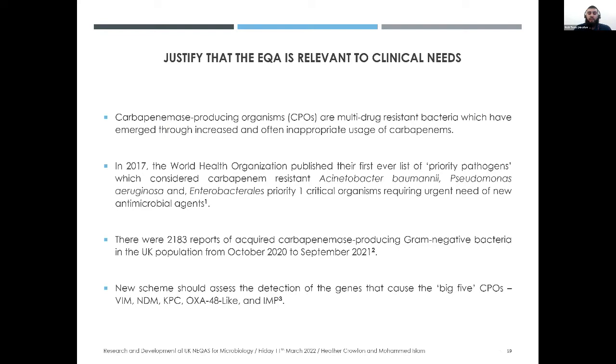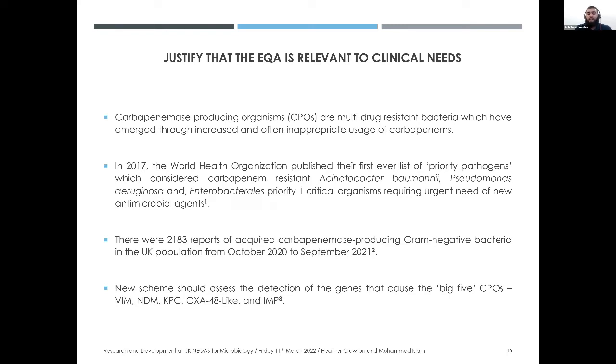Carbapenemase-producing organisms are multi-drug resistant bacteria which have emerged through increased and often inappropriate usage of carbapenems. Carbapenems are broad-spectrum beta-lactam antimicrobials, frequently used as a last resort for treating life-threatening nosocomial infections. And CPOs hydrolyze carbapenems via the production of the enzyme carbapenemase, causing drug treatment to become ineffective.